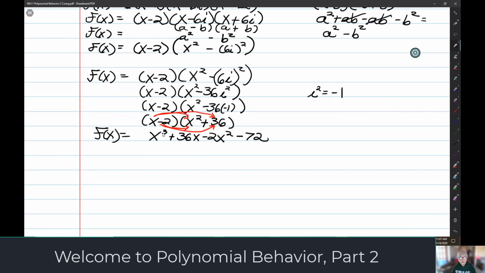So we're not quite done because we have to put this in the correct order, descending order. F of x equals x to the third minus 2x squared plus 36x minus 72. And there you have it.